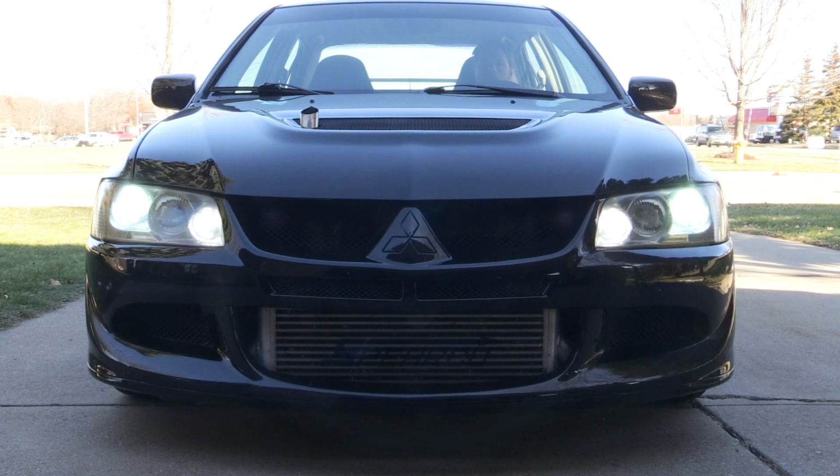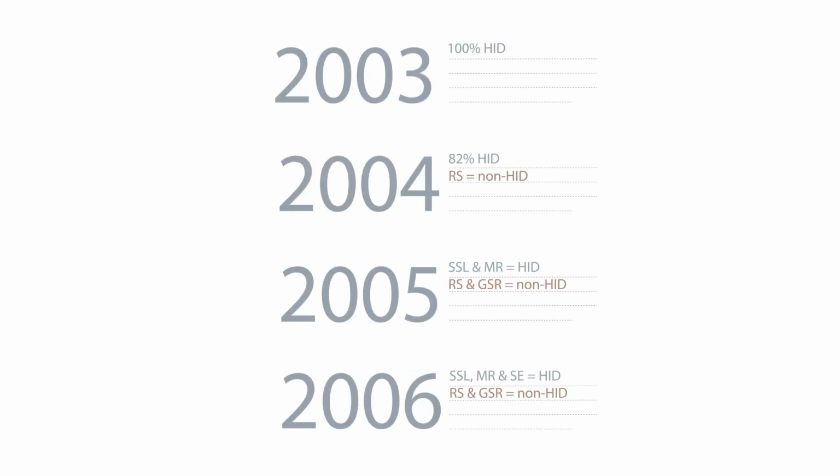So you have an EVO in the US and you're wondering, well, are my headlights HIDs? Well, if you have a 2003 EVO, yes, HIDs came standard on all 2003 EVOs. And if you had a 2004, you most likely have HID headlights as well, unless you have the RS trim. All RS trim EVO 8s and EVO 9s do not have HID headlights. And also, if you don't have HID headlights, that means you don't have fog lights either.